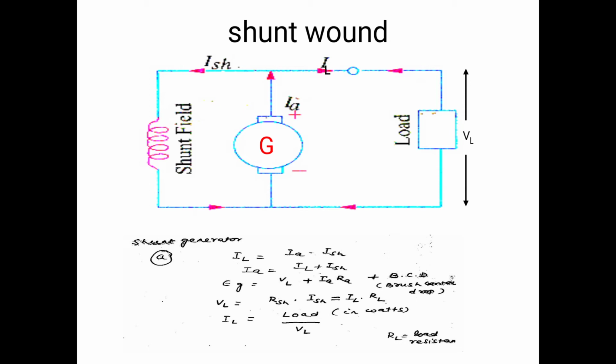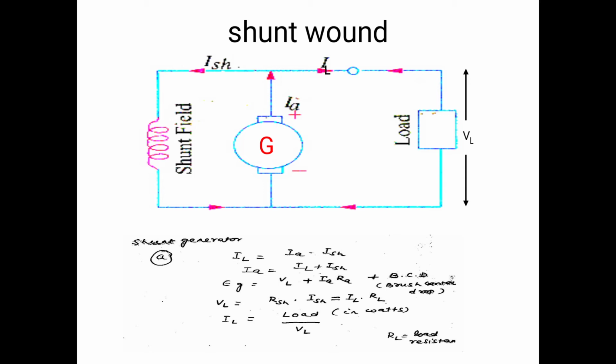Next, VL equals the load voltage. Load voltage means load current into load resistance. It equals IL into RL. So RL means this load resistance value, and IL means load current. Voltage equals current into resistance. So first, this voltage equals ISH into RSH, and this voltage equals IL into RL. So these two are equal. Why? Because these two are connected in parallel. So by using this equation, we can write formulas for ISH and IL.